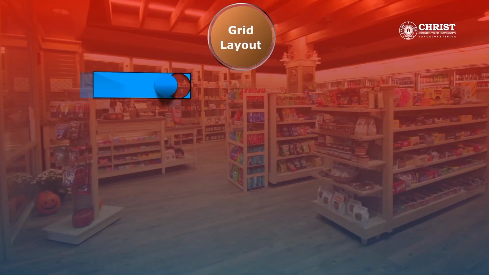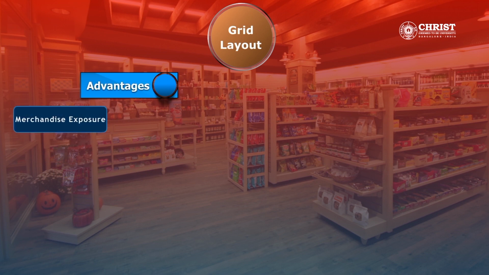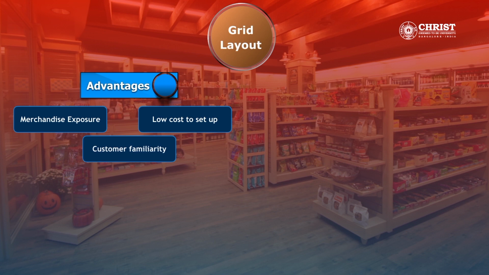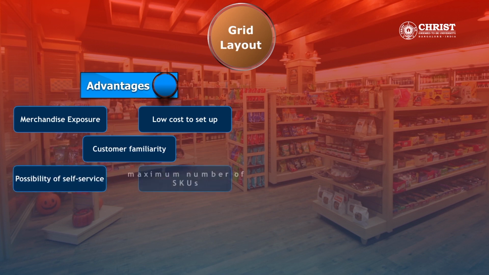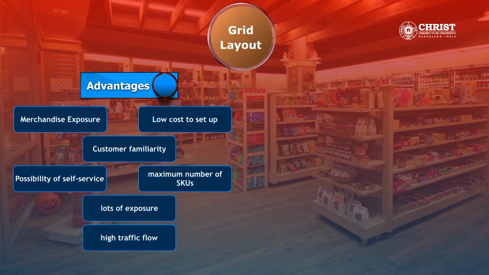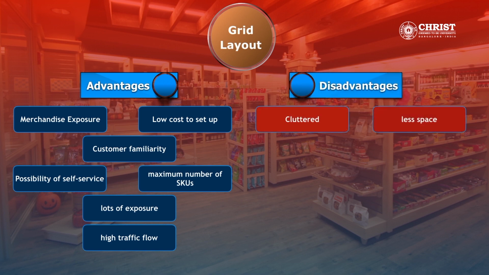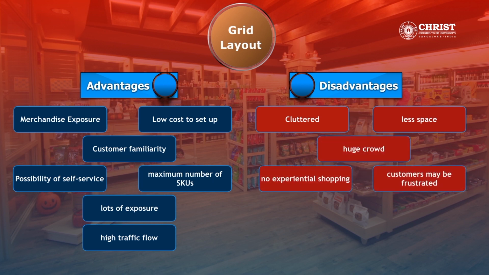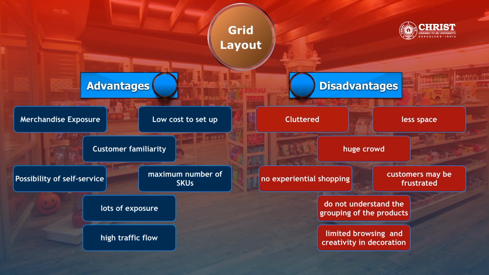Now let's discuss the advantages and disadvantages of a grid layout. The advantages of a grid layout are merchandise exposure, low cost to set up, customer familiarity, possibility of self-service, occupies maximum number of SKUs in the store, lots of exposure and high traffic flow, etc. Next, the disadvantages of a grid layout are cluttered, less space between the aisles, huge crowd, no experiential shopping, customers may be frustrated and cut out their shopping only to what they need, customers do not understand the grouping of the products like wine and a diaper, limited browsing, limited creativity in decoration, etc.